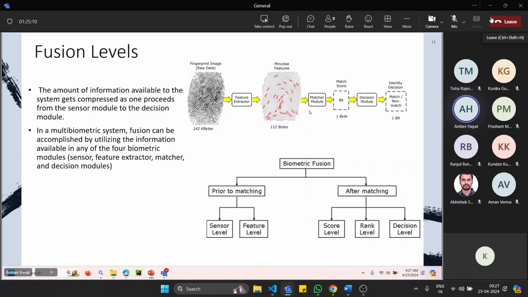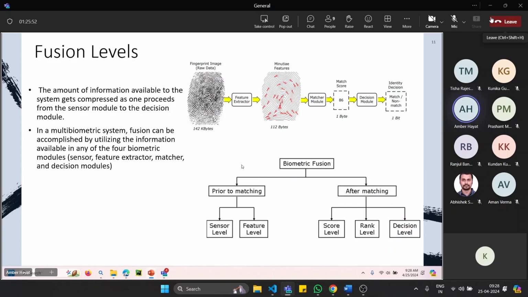Now when this is passed to a matching module or the matching algorithm, this algorithm will give you the match score. Match score will be a 1 byte number ranging from 0 to 100, showing how much matches. So now this 112 bytes is reduced to 1 byte. Further it will pass to the decision module, which will find out whether it is a match or a non-match. This is again a 1 bit, 0 or 1, match or non-match. So with the fusion levels, the amount of information keeps on reducing as it passes from the sensor where you are capturing the data to the end when you are giving the decision.